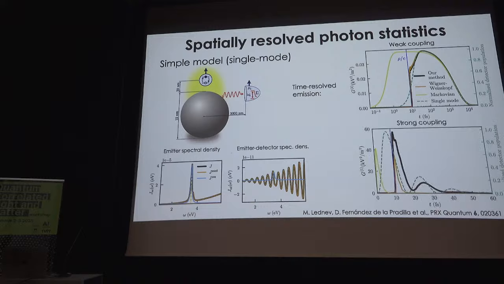If I go into strong coupling and turn up the dipole moment of my emitter, I see that now all of the methods fail to reproduce the full result of photon emission shown here in black, including a single mode approximation.